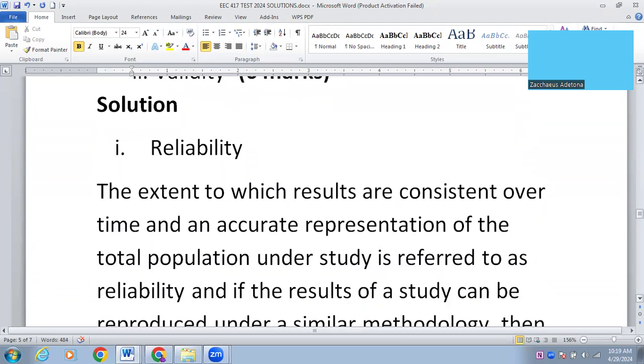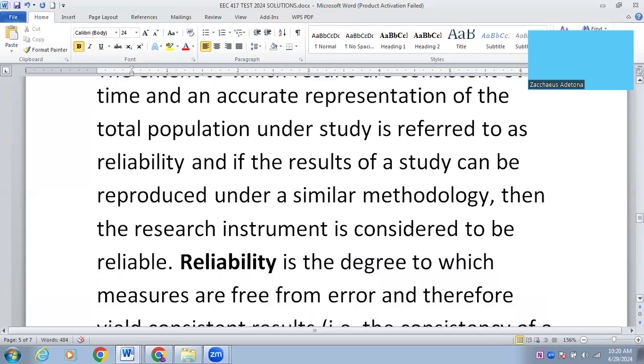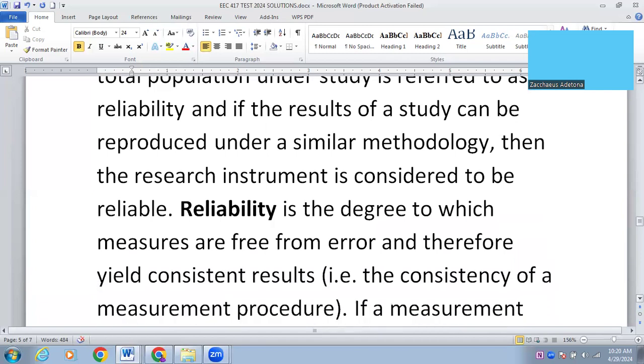Okay, so reliability means the extent to which results are consistent over time and an accurate representation of the total population under study. That is what we call reliability. So if the results can be reproduced under similar conditions, using the same methodology, then we say the research instrument is reliable. So reliability is the degree to which measures, that is, the process of obtaining the data is free from error and therefore yield consistent results. That is reliability. So consistency of measurement procedure is what we call reliability.